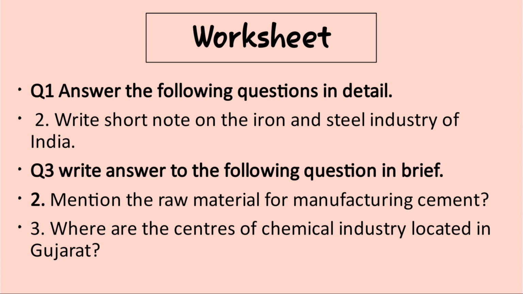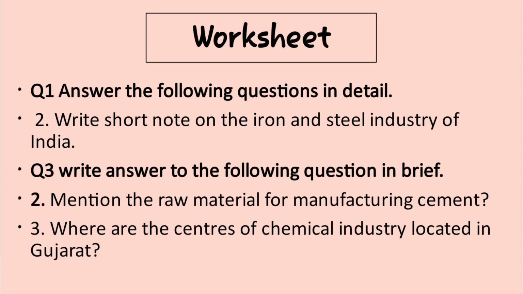Now moving to section 3. Section 2 we completed question number 2. Question 1 we will do in next class. Moving to section 3, write answer to the following question in brief. There you are having 2 questions. Question number 2, mention the raw materials for manufacturing cement.